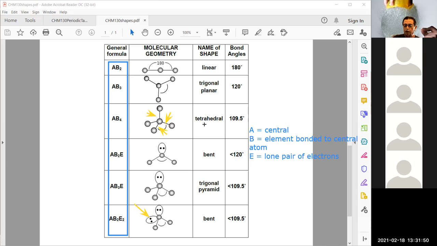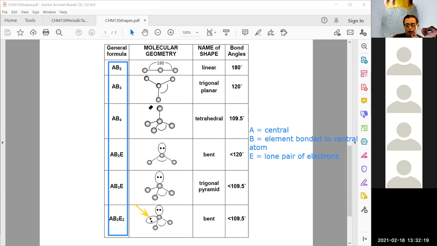You end up with what we call a tetrahedral shape, where the bonds are spread out as best they can, given the size that they have and so forth. So we have what's called a tetrahedral shape, and that bond angle is 109.5 degrees. That is the most common type of geometry for the compounds that are out there.